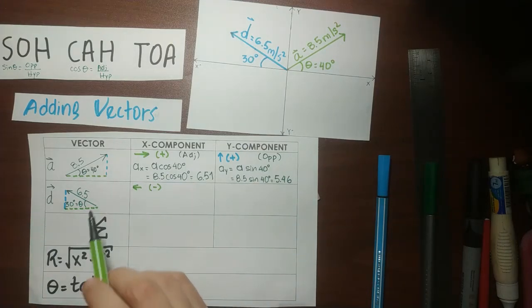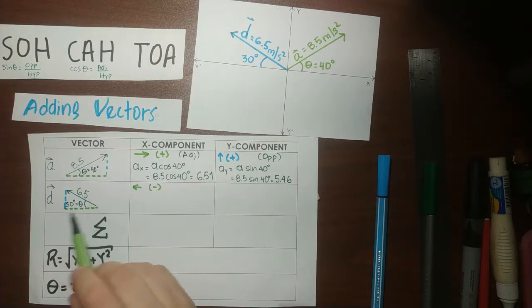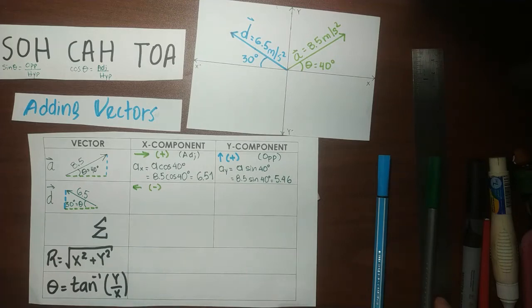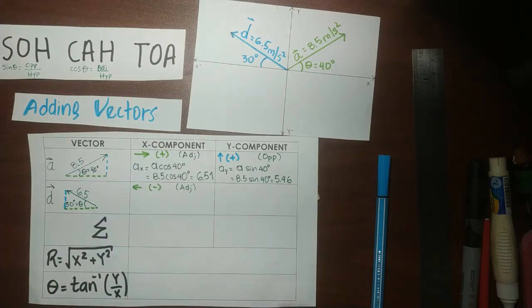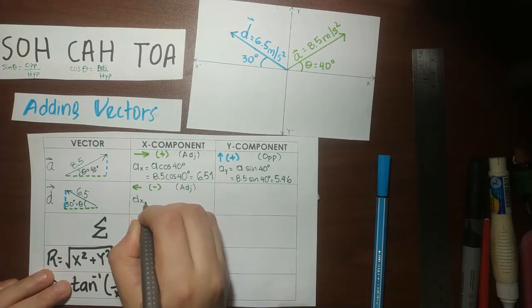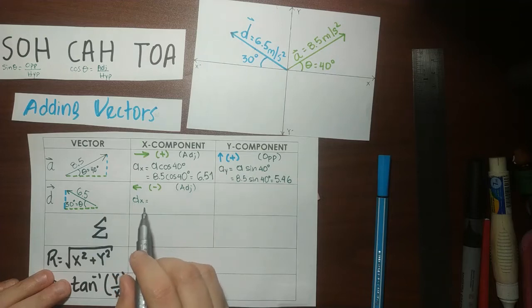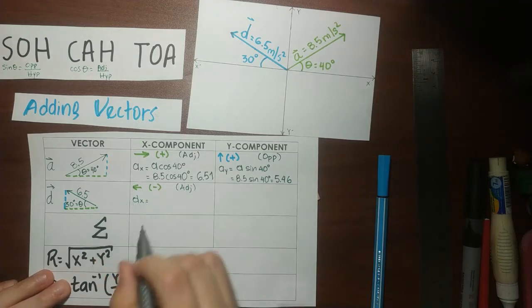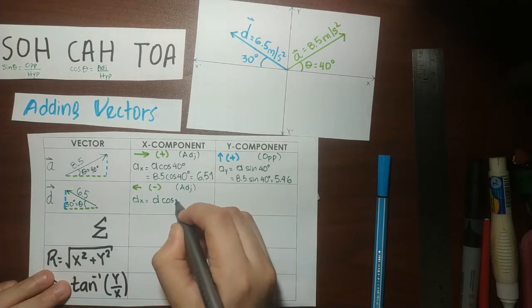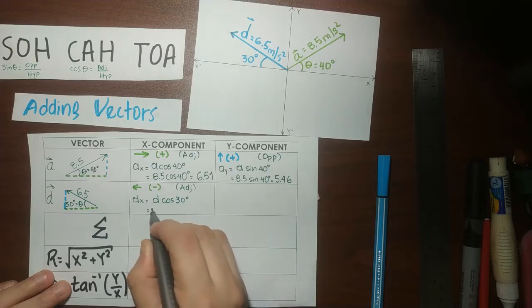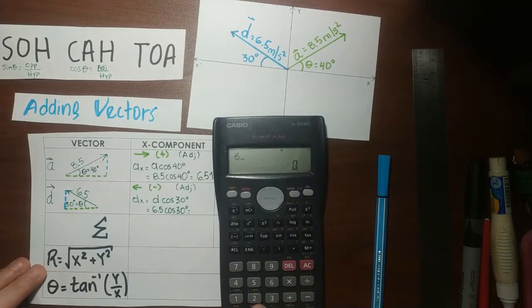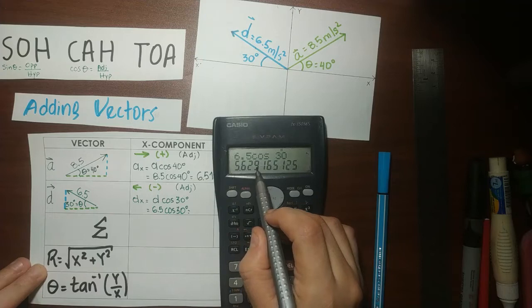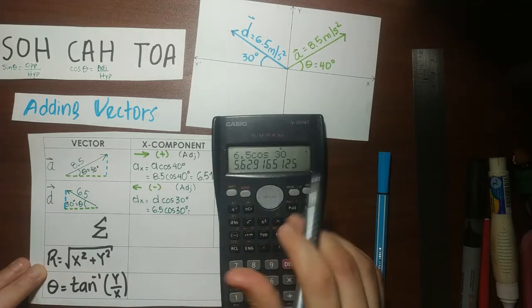Now, if you see, the horizontal component is touching my angle. As it touches my angle, it is adjacent. As it is adjacent, we're going to use cosine. So we say dx, the component over the x-axis for the vector d, is equal to d cos of the angle, which is 30. So this will be 6.5 cos 30. This is equal to, do the math, 5.63 rounded. So 5.63.